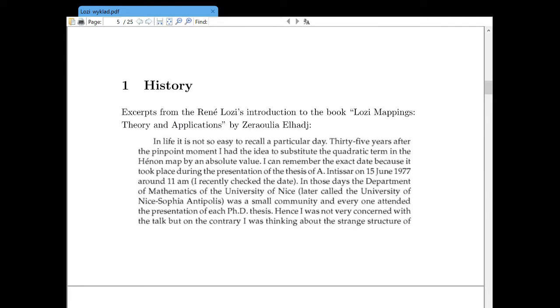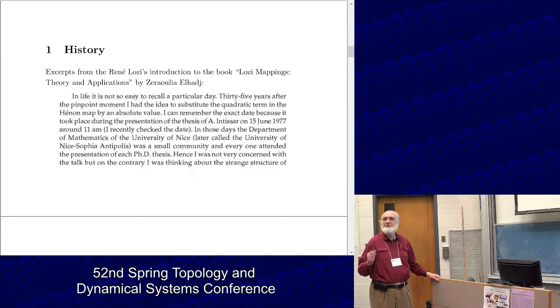Okay, this is history. Now, because there is a book about the Lozi attractor, we know the full history. In fact, I play some role in the history. So these are excerpts from the book, just pictures from the pages of the book. The book is Lozi Mapping Theory and Applications by Zeraoulia El-Hadj. As you see, it is known when this map was invented. It was June 15th, 1977, around 11 a.m.